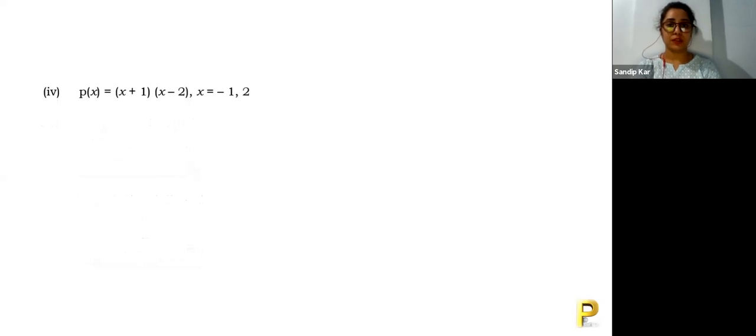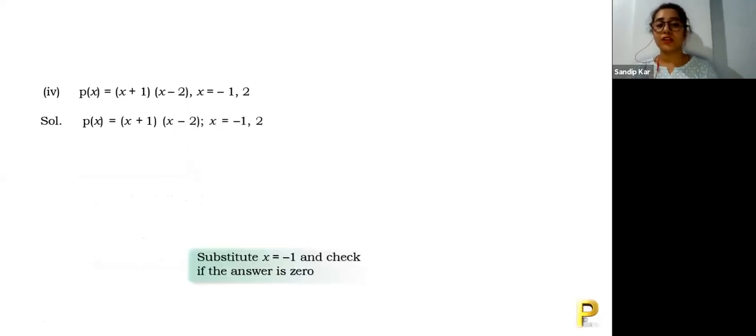Another question. I'm making sure that only one more to go and then we'll be done. So p of x is equal to x plus 1 and x minus 2. In the first part, you have to put x as minus 1, and in the second part, you have to put x as 2. So copy the question as it is. First part you have to substitute x as minus 1. So let's see what the answer is.